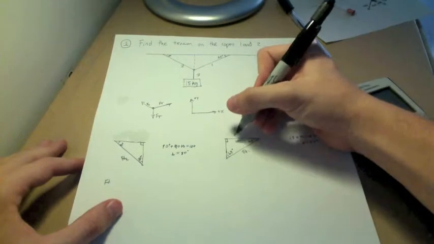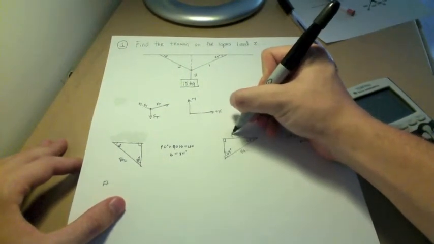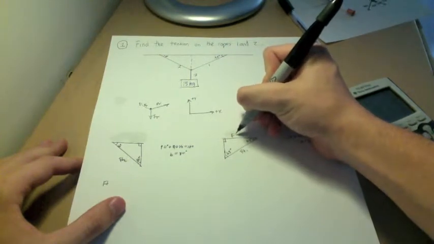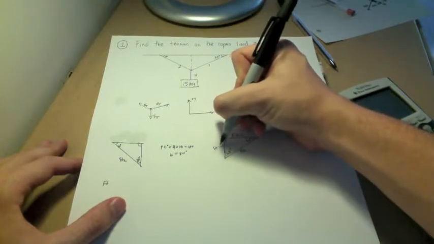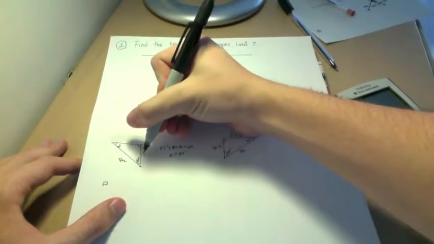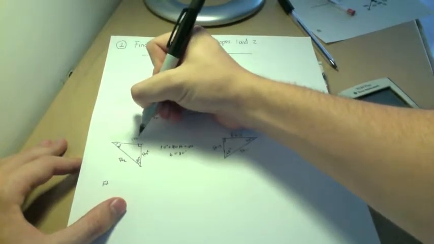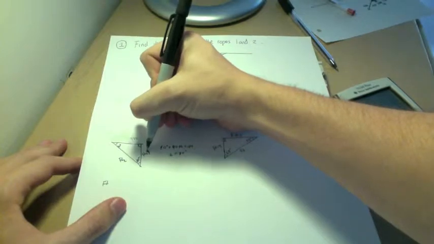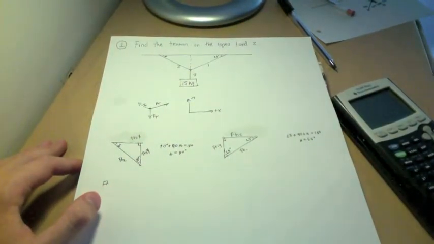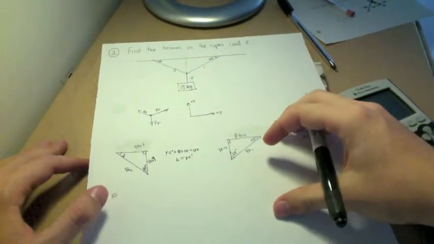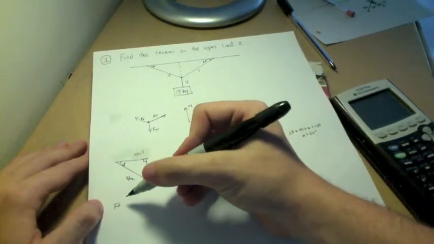So we need to divide our triangles into x and y components. So this is FT1x and this is FT1y. FT2x and this is our FT2y. So now we just have to use SOHCAHTOA to find and divide our triangles into x and y components.